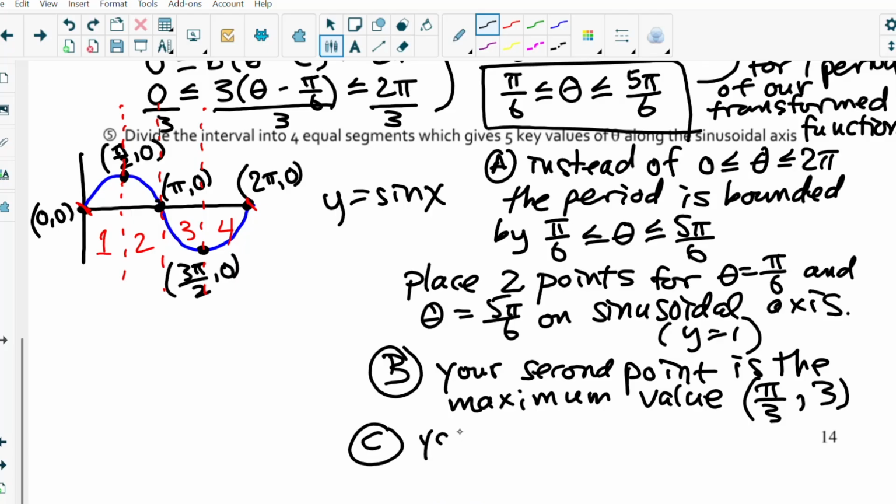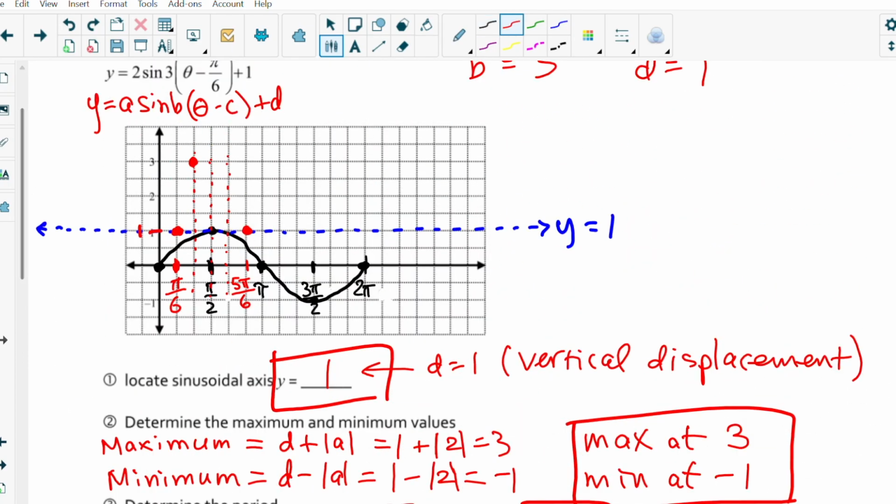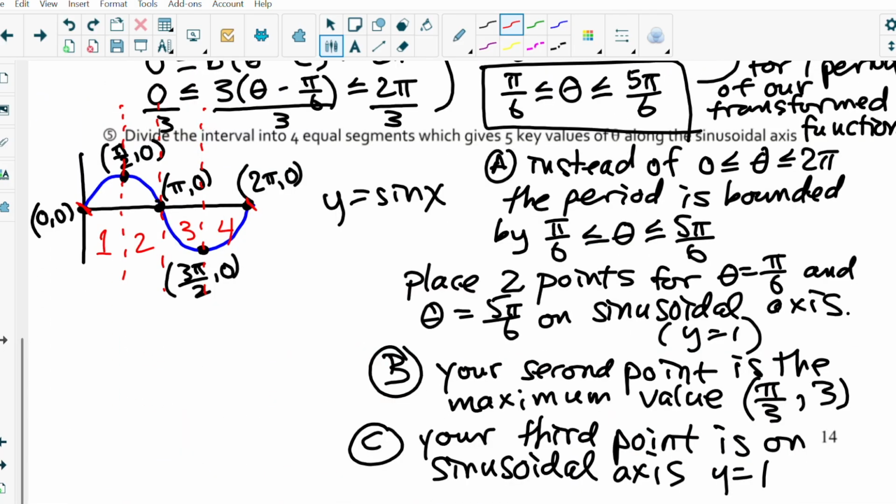Letter C. Your third point is on the sinusoidal axis, y equals 1. So let's go back up. Third point is right here. There's that section right there. See the lines I've drawn?